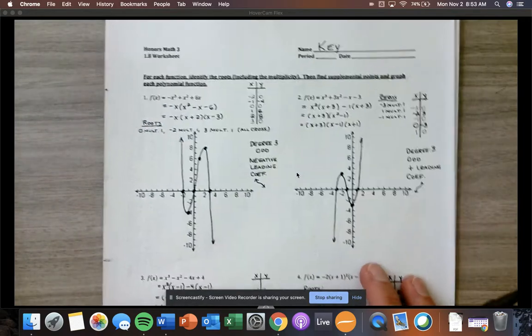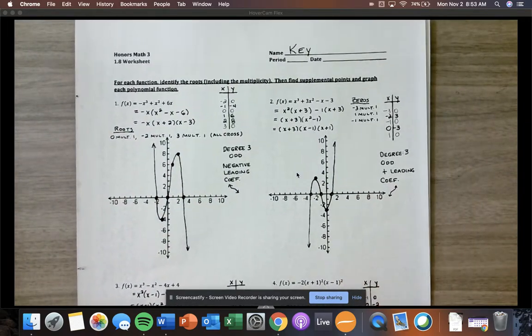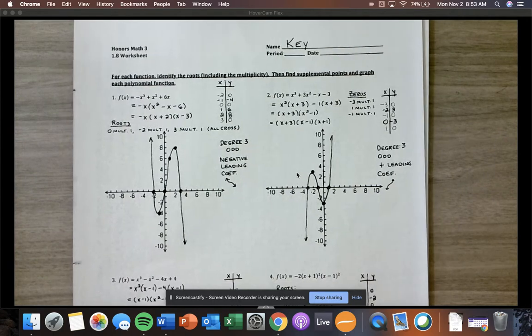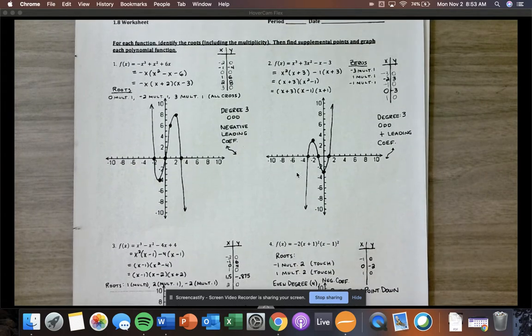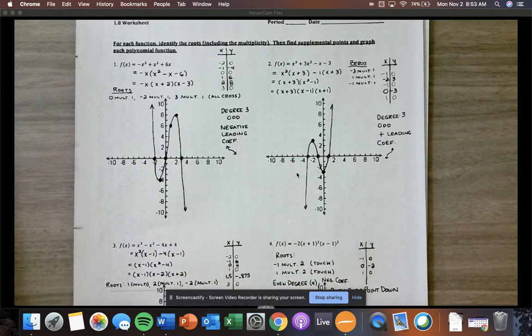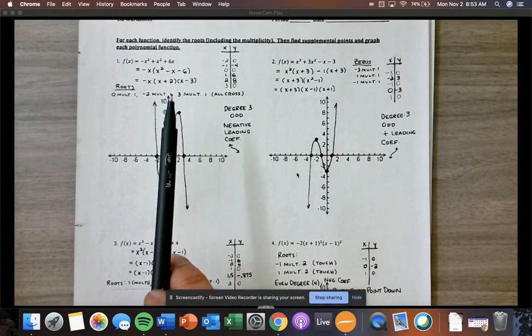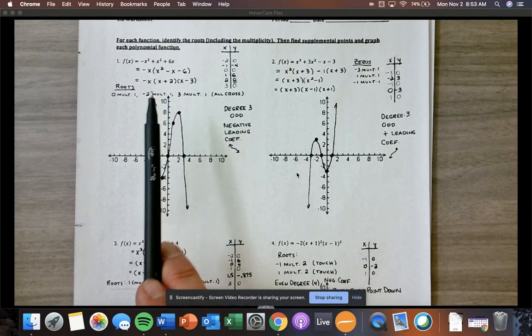All right, so 1.8. Here are the skill builders. We went through the notes together, and we didn't really do any of the skill builders, but here are the solutions to them. So let's just talk about it. For each function, identify the roots, including the multiplicity, then find supplemental points and graph each polynomial. If we want to find the roots, the first thing we're going to have to do is factor the function.